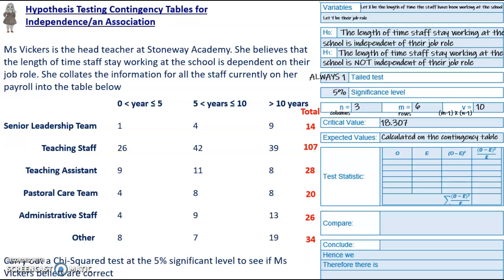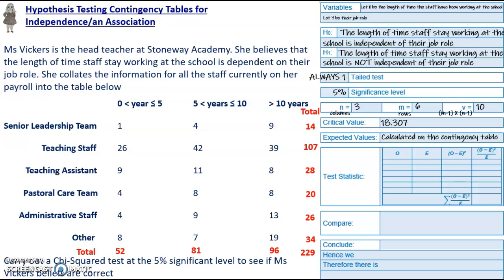I'm then going to do the same, work out my totals for the column. So looking at the staff that have worked there between 0 and 5 years, 1, add 26, add 9, add 4, add 4, add 8, and that's going to give me 52. Staff that have been working there 5 to 10 years is 81, and the staff that have been there over 10 years is 96. That's also going to give me a grand total of 229.